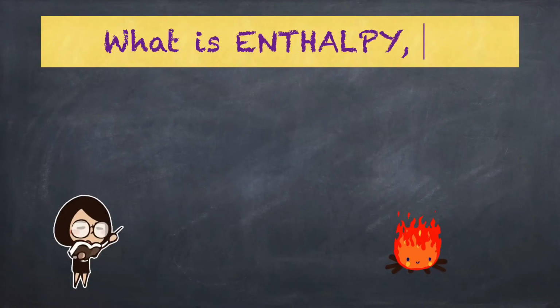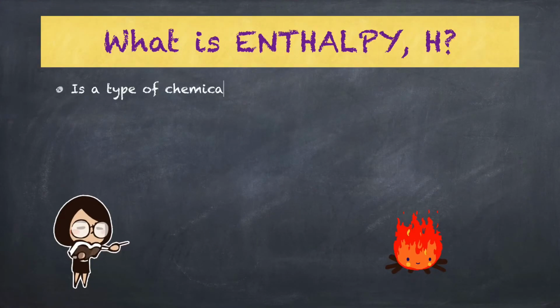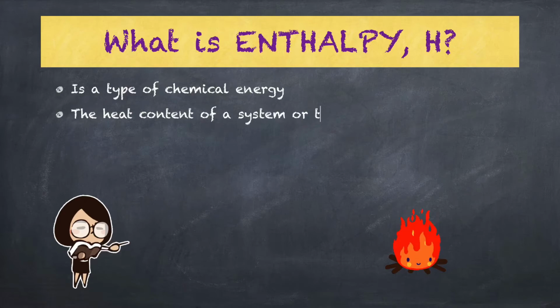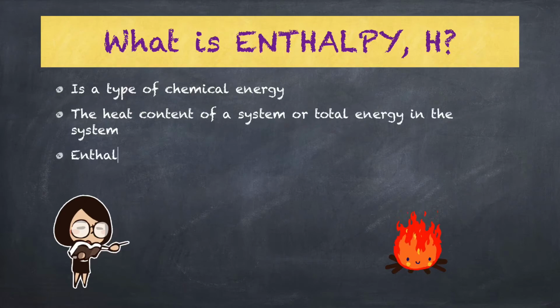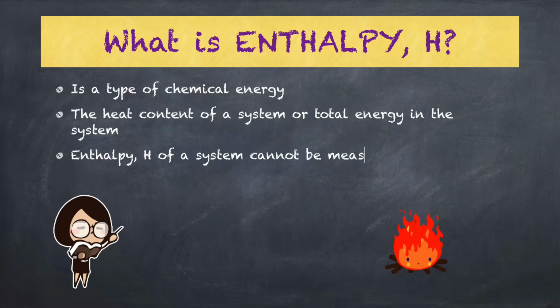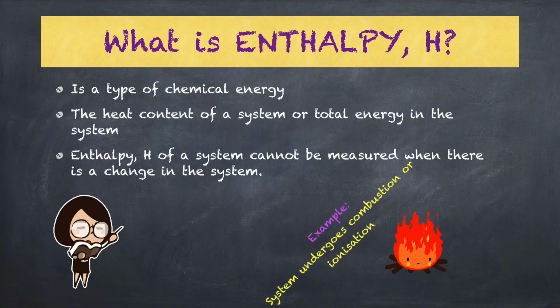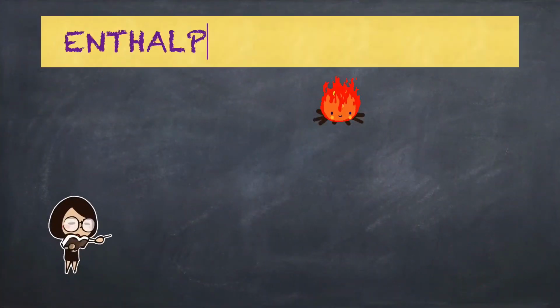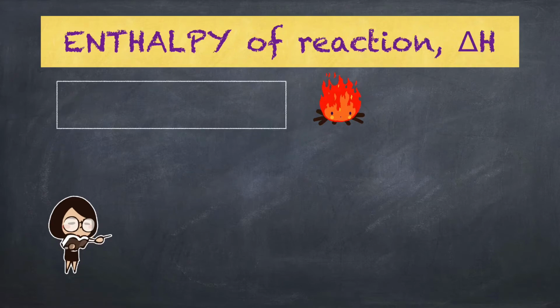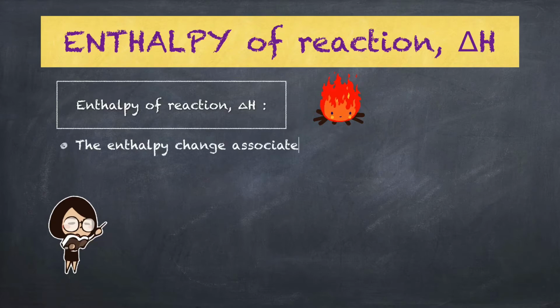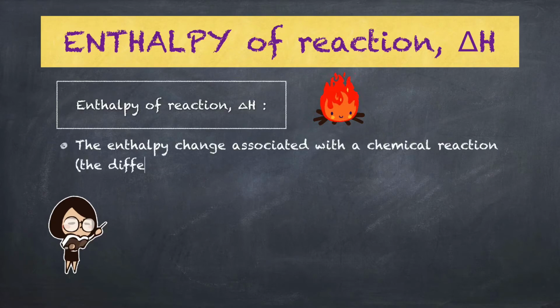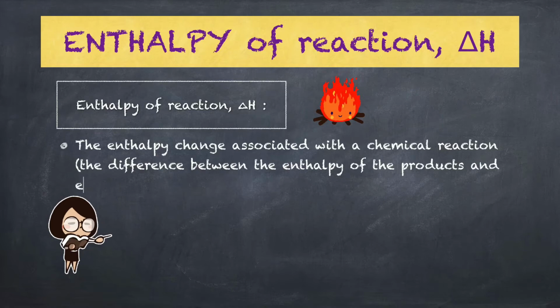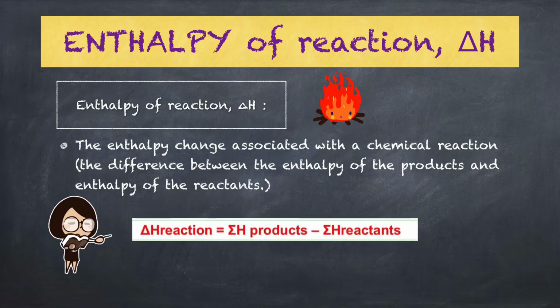What is enthalpy? H. Enthalpy is a type of chemical energy. It is the heat content of a system or total energy in the system. Enthalpy of a system cannot be measured directly, only when there is a change in the system. Enthalpy of reaction, delta H. Enthalpy of reaction is the enthalpy change associated with a chemical reaction. It is the difference between the enthalpy of the products and the enthalpy of the reactants.